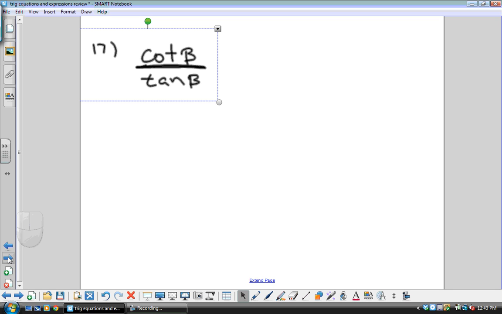Right, now in 17, now we're just switching over to just evaluating and not solving equations here. So simple strategies, like in this case, changing everything to sine and cosine usually works here. So let's write cotangent as cosine over sine, and then we can write tangent as sine over cosine.